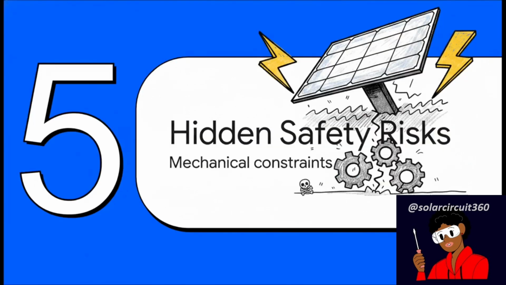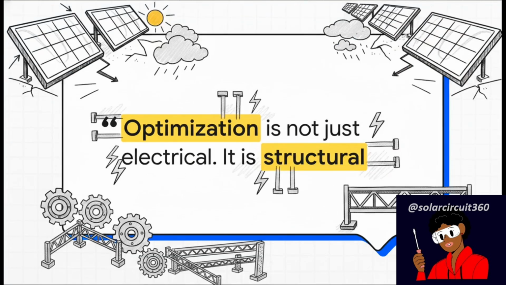But here is where we need to make a really critical pivot. Section 5, Hidden Safety Risks. I want you to really absorb this idea. Optimization is not just electrical, it's structural. This is a massive paradigm shift that most solar tutorials and even installers completely ignore when they're blindly chasing that perfect winter angle. Chasing maximum energy yield has physical consequences in the real world, particularly when the weather takes a turn for the worse. Think about it.